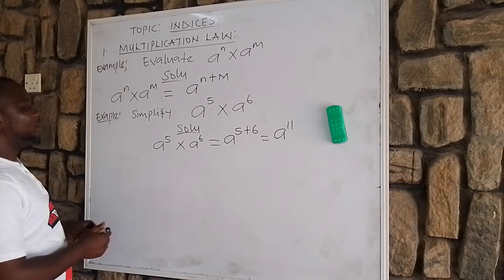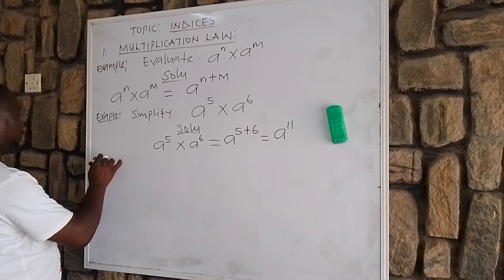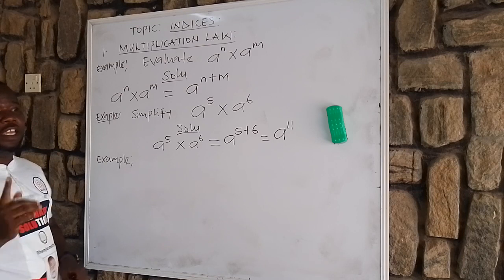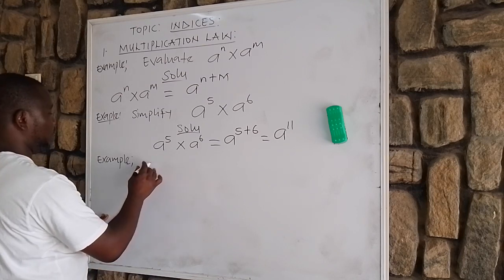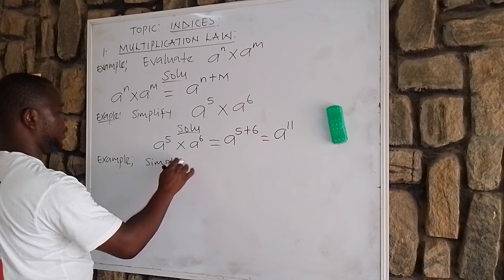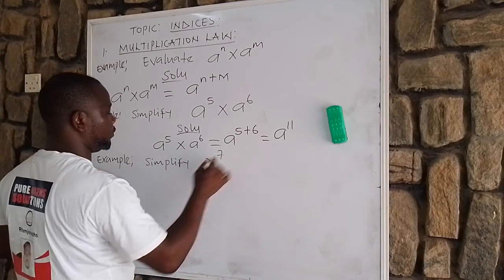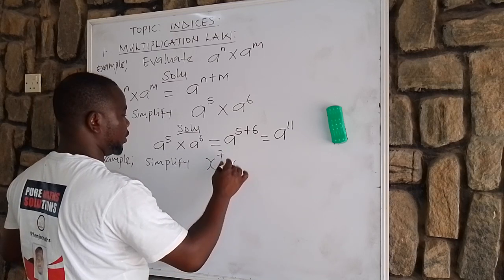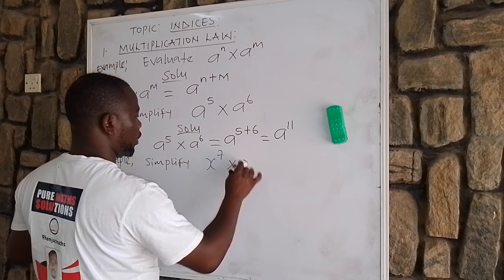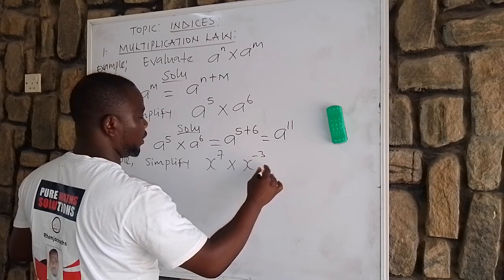Sometimes you might see questions like this, another example. The base might not be a. Sometimes you may see: simplify x raised to power 7 times x raised to power minus 3.